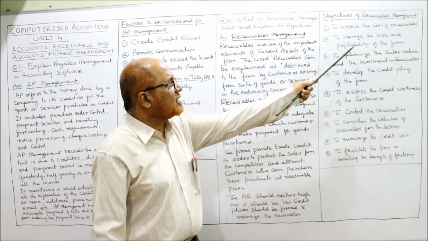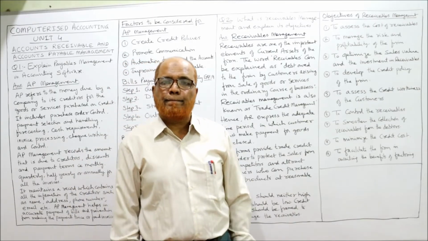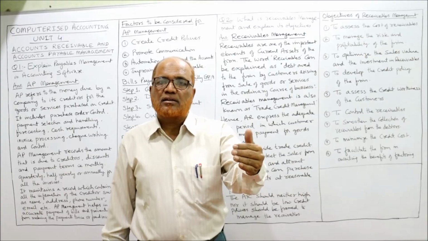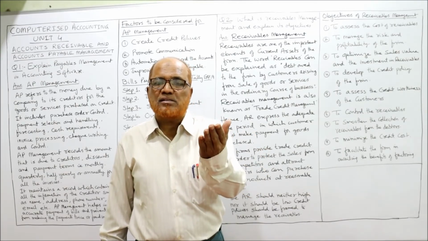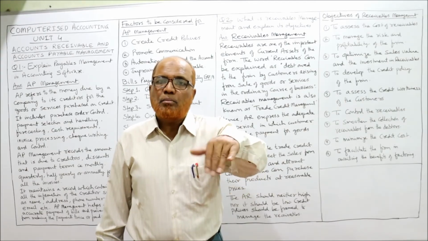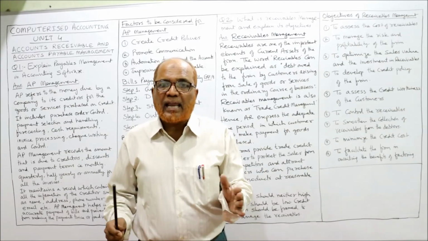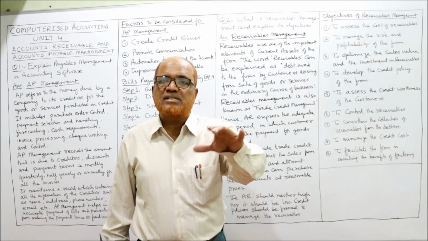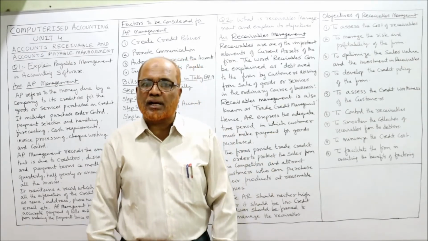Next, to manage the risk of profitability of the firm. That means by selling the goods on credit, profitability will increase. How? More sales will be there. When more sales are there, more profit. So we have to analyze what is the impact on profitability if we sell the goods on credit.